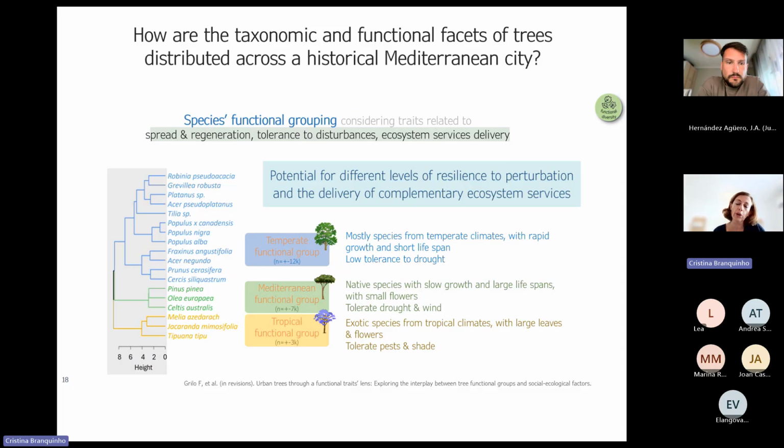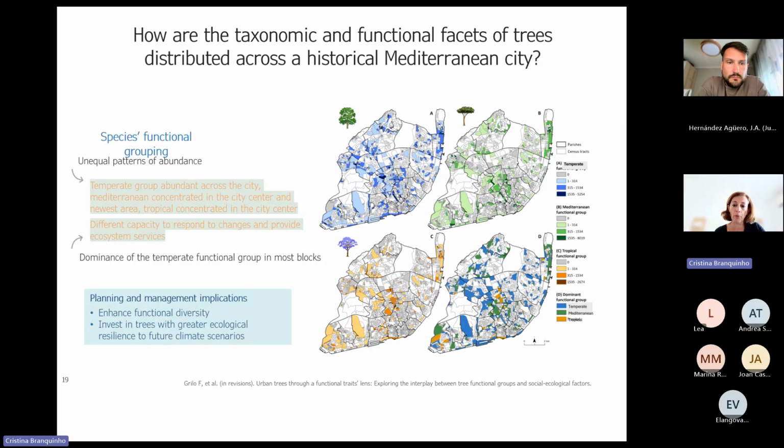And it was interesting to find these 3 groups. We think that both the temperate and the tropical functional groups are not very adapted to these conditions. And so they probably are more sensitive to environmental changes that occur at this level. And we expect that those types of species are the ones that get more diseases, more pests, and so on. And so they might suffer from even more climate change, or more extreme climate change situations than we already have now.